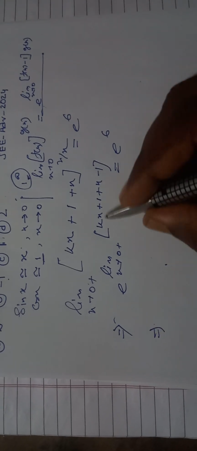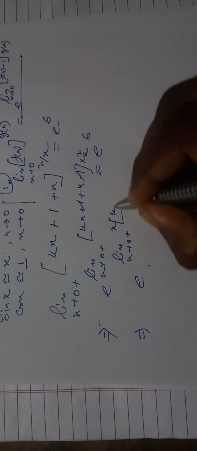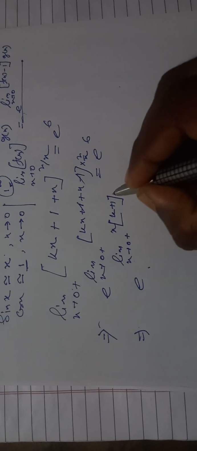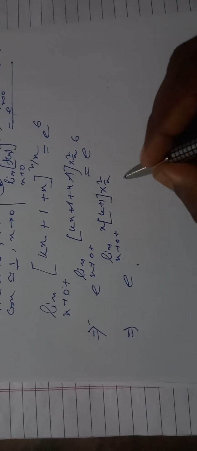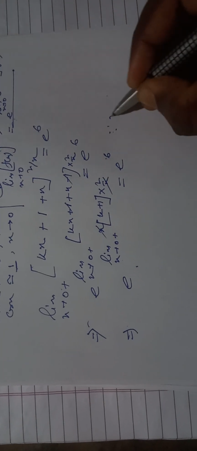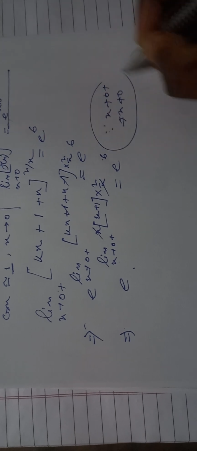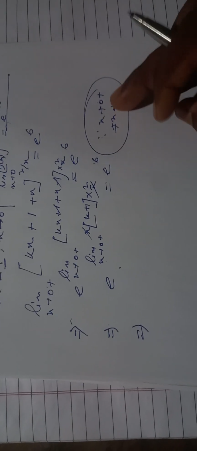Now if we simplify it further, into 2 by x, e to the power limit x tends to 0 plus, here kx plus x is out, (k + 1) into 2 by x, is equal to e to the power 6. The x cancels, and you write here x tends to 0 plus implies x not equal to 0. But this is an MCQ kind of question, right? Yes, I hope you know all these things.